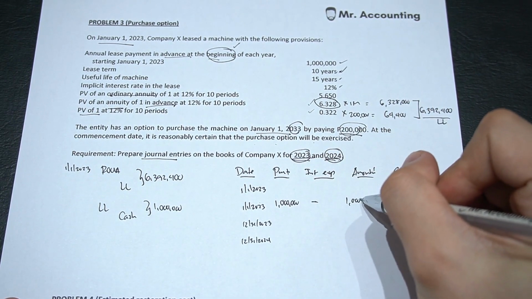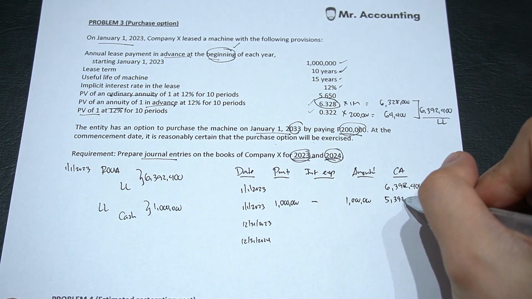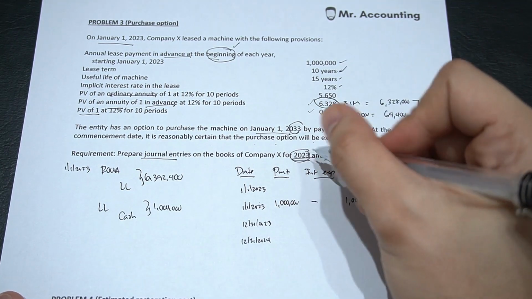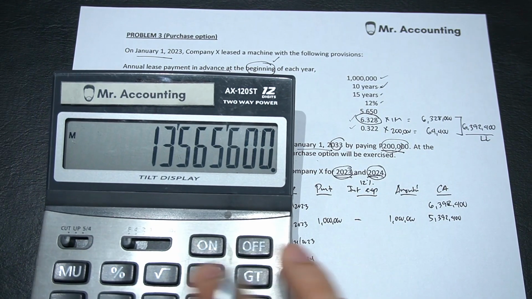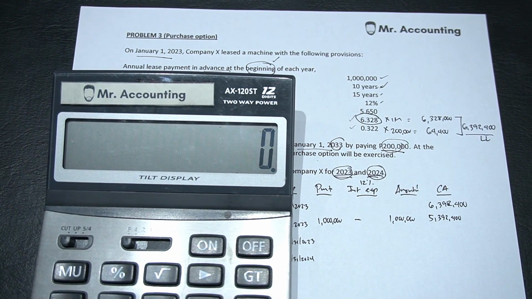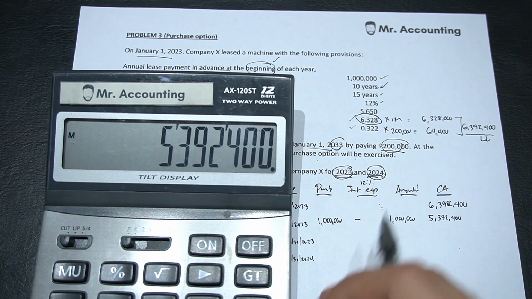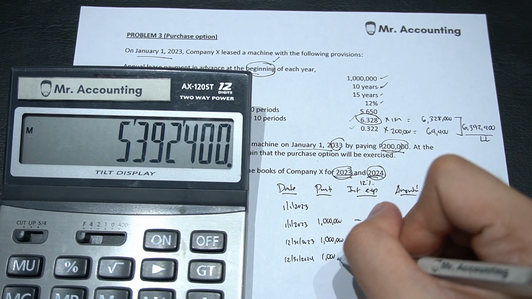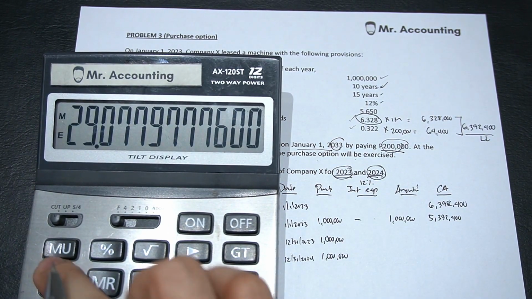Okay, amortization natin is 1 million. 6,392,400 minus 1 million is 5,392,400. Alright, so lagay natin yung implicit rate natin dito, interest expense, 12%. Okay, let's complete the amortization table. Don't forget na i-clear yung memory para hindi ka magkamali. Lagay ko dito 5,392,400 and plus, I'll multiply this by 12%. So again, may mga 1 million ka dyan every year. Okay, so 5,392,400 times 12% ulit.